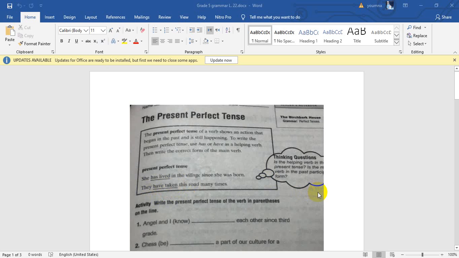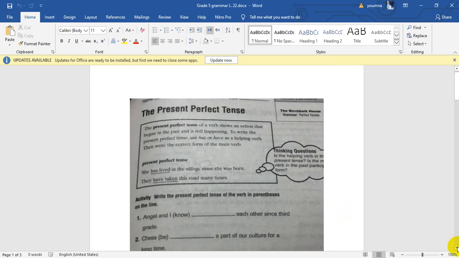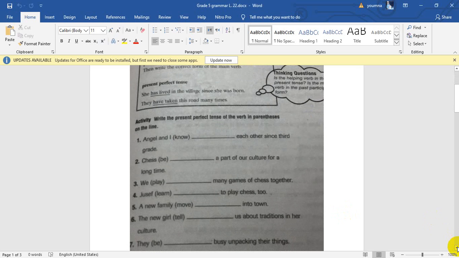Let's start with page 319. Write the present perfect tense of the verb in parentheses on the line. Actually, he is going to give you the main verb, so you have to add has or have, and then you will form this verb in the past participle.